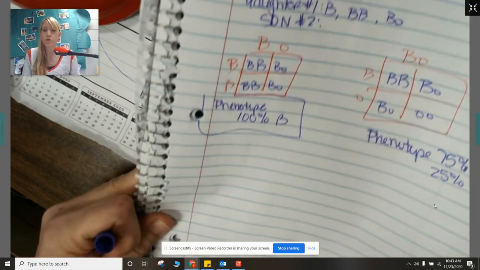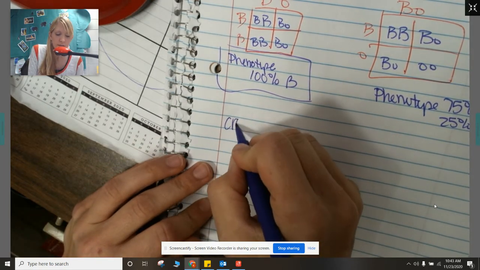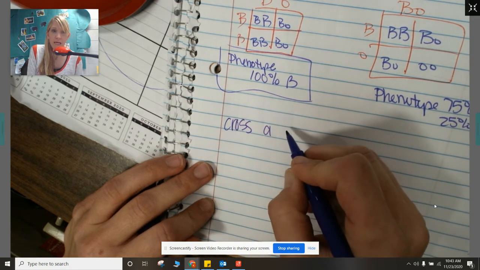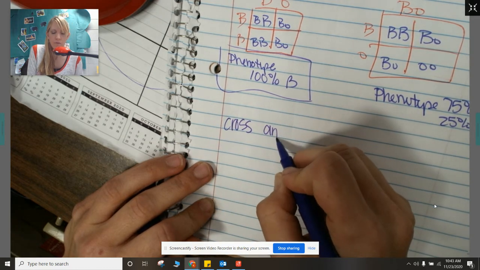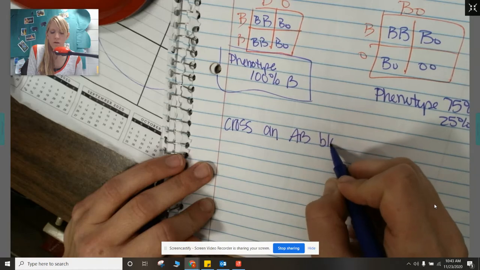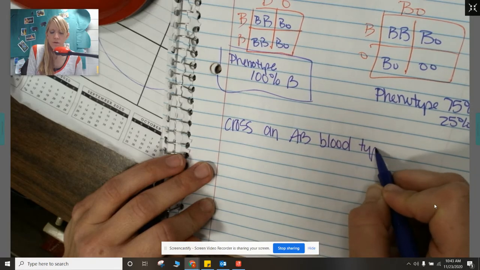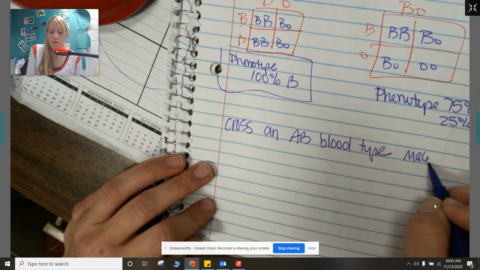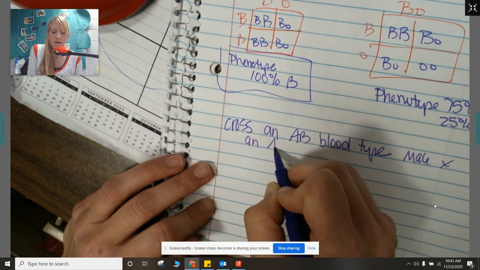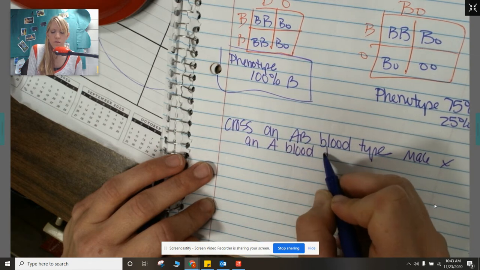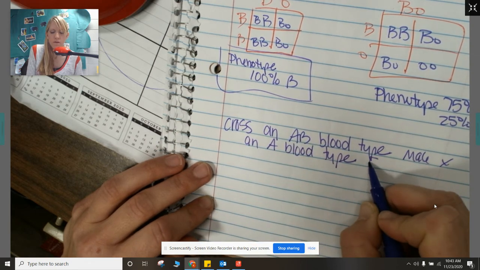So now what I want you to do is cross an A and AB blood type. Okay, we'll say he's a male with an A blood type, and a female, obviously.